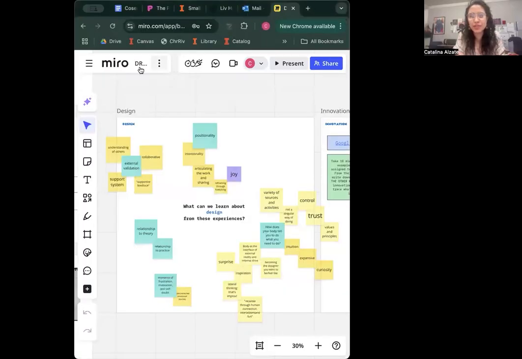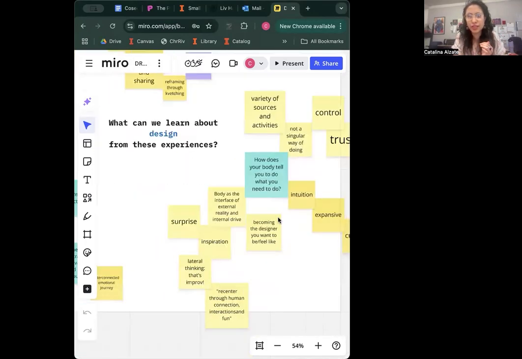Here is a Miro board that we were using for one of our final reflection sessions in the class. And in this search for creative time for the projects and to get into the making, there is a component of listening to the body.